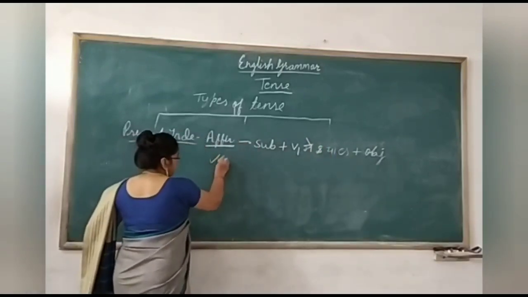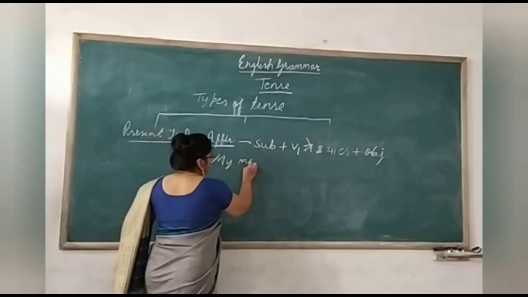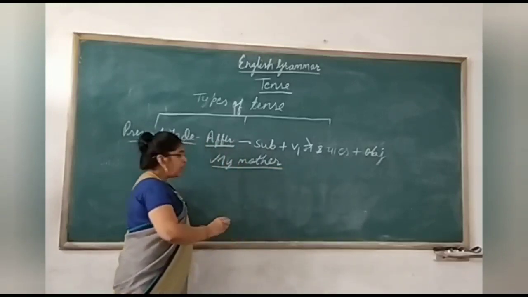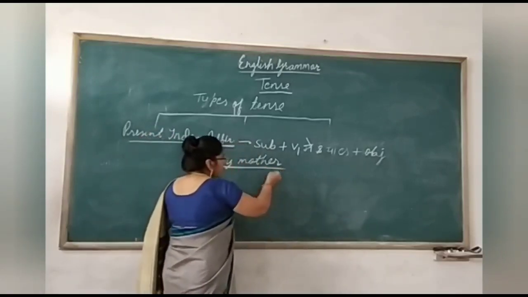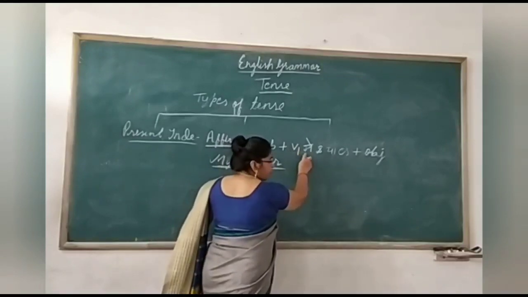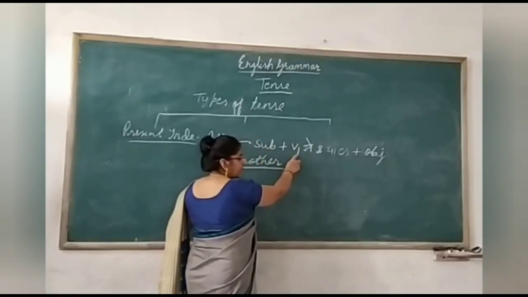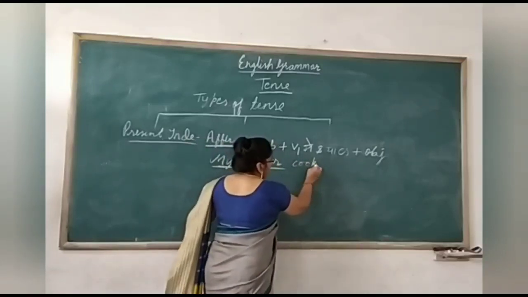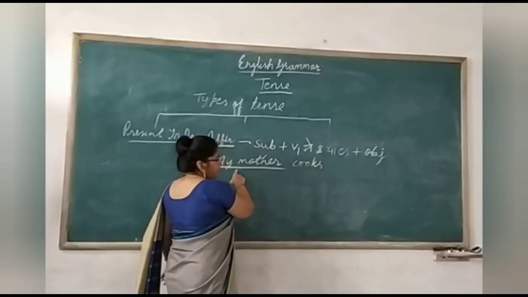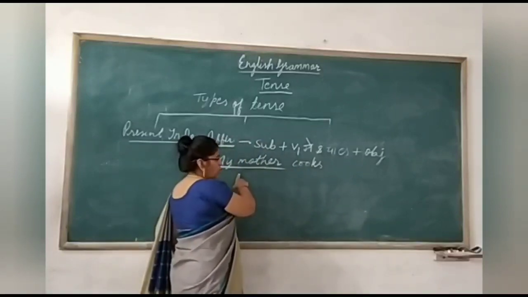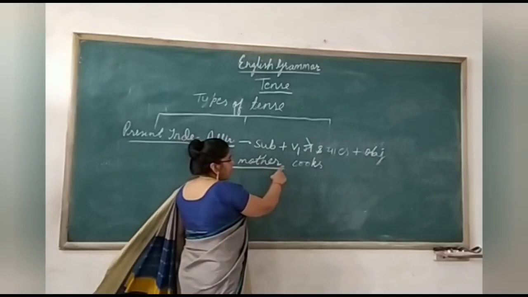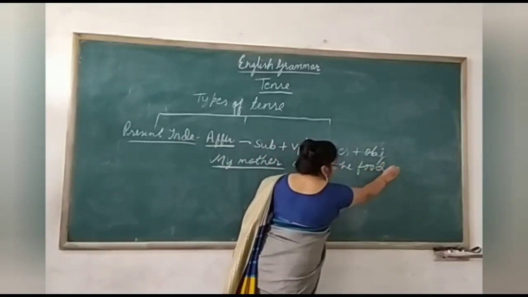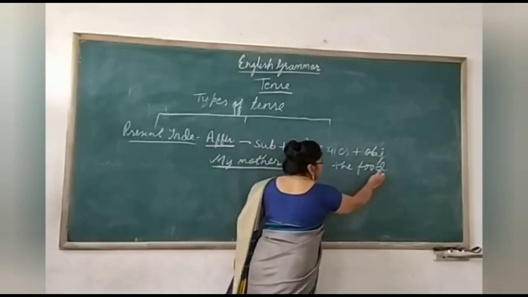Suppose subject I am taking here, my mother. My mother is singular. Clear? So my mother is singular. Then here you have to add verb according to the structure of the sentence. Suppose I am taking here cook. You have to add S or ES. Why? Because your subject is singular. So here, my mother cooks what? The food. This is your object part. So the sentence is formed.